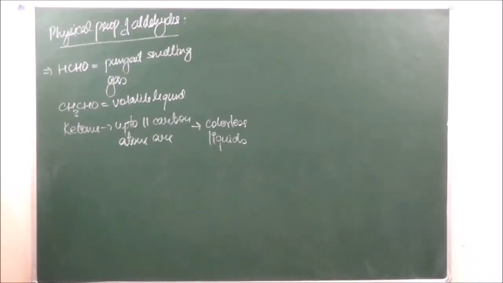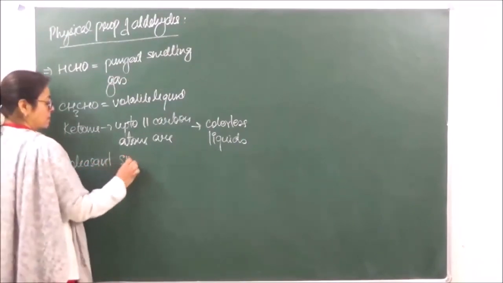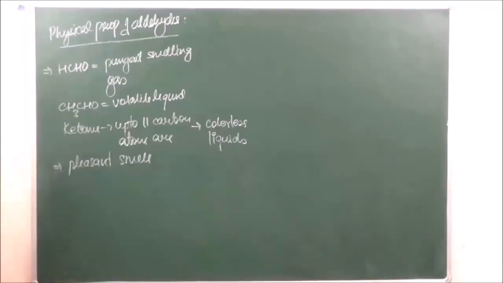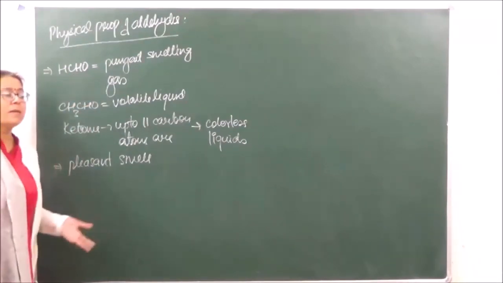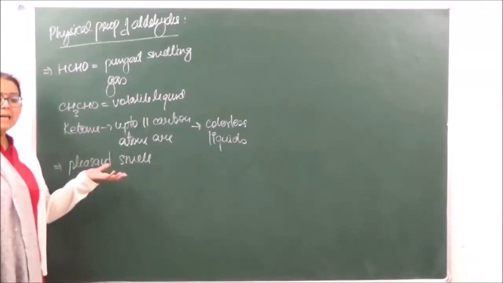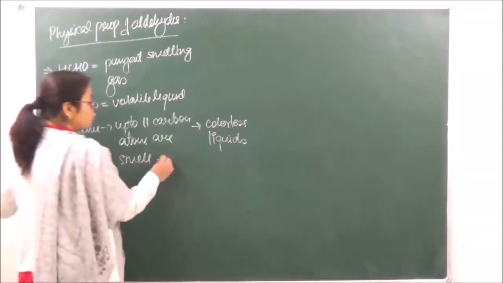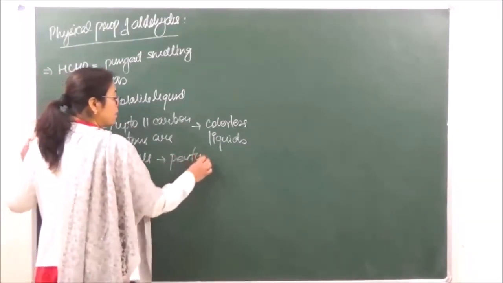Then it is seen that generally aldehydes and ketones have a pleasant smell. With increase in molecular mass, as you've seen, only the one carbon compound has a pungent smell. As the number of carbon atoms keeps on increasing, the pungent smell keeps on decreasing and the pleasant smell keeps on increasing. This is the reason why aldehydes and ketones are used in the perfumery industry.